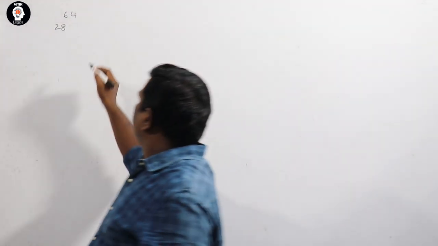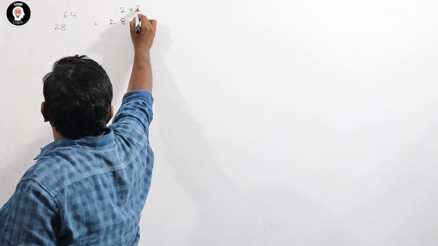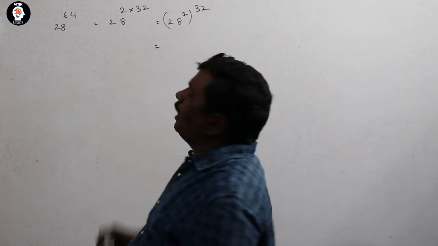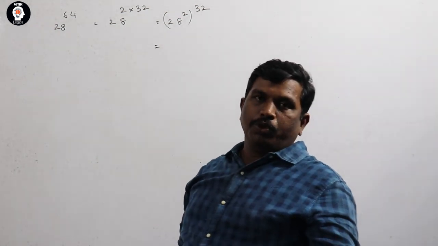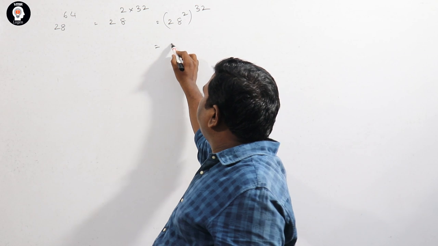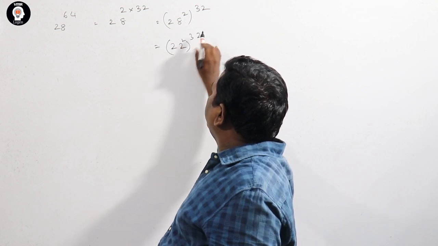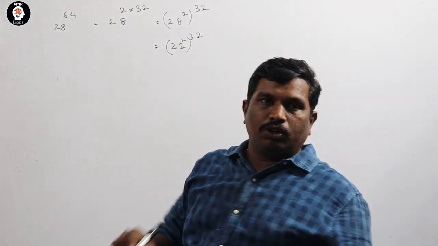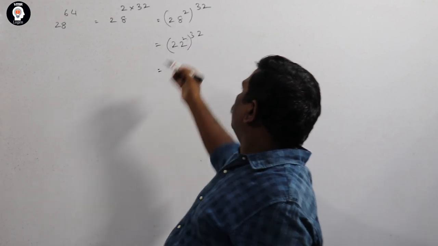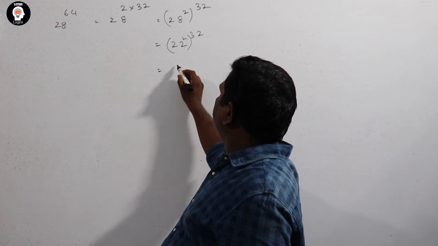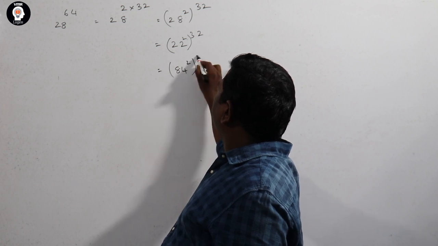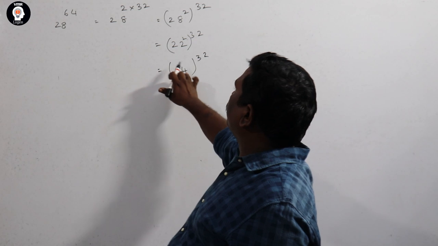Simple, guys. I'm writing this as 28 power 2 into 32, so 28 square whole power 32. If you don't know the last 2 digits of 28 square, no problem: 50 minus 28 is 22 square and whole power 32. 22 square is nothing but 484.